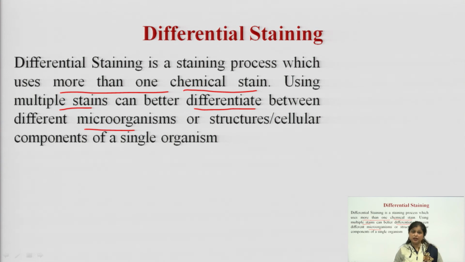If we want to differentiate, we have to add more than one stain within the same specimen, so that we can differentiate between their structure and their cell components. So microorganisms can be differentiated using staining reagents on the basis of differential staining techniques. Under differential staining, what you need to cover is first gram staining, and second acid fast staining.